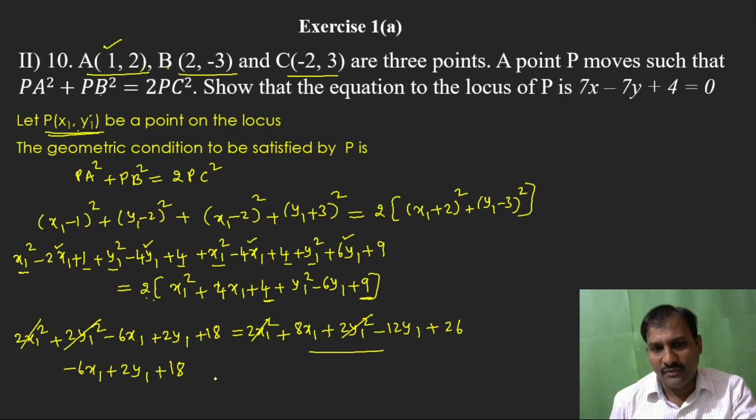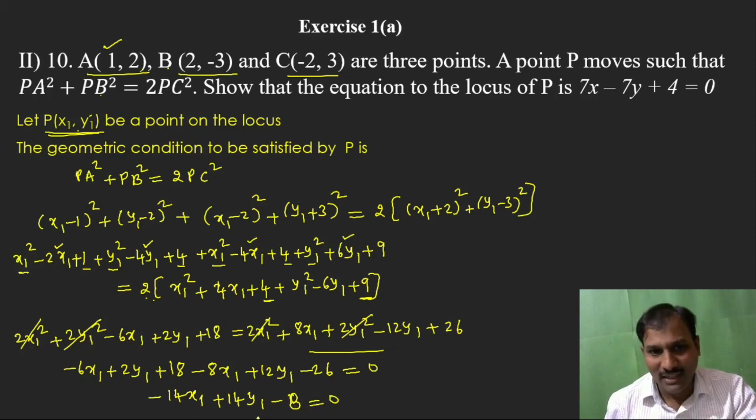Bring all the terms to the left side. You get minus 8x1 plus 12y1 minus 26 equal to 0. So what do you have here? Minus 6 minus 8 is minus 14x1. 2y1 plus 12y1 is 14y1. Next 18 minus 26 is minus 8 equal to 0. Minus 14x1 plus 14y1 minus 8 equal to 0.